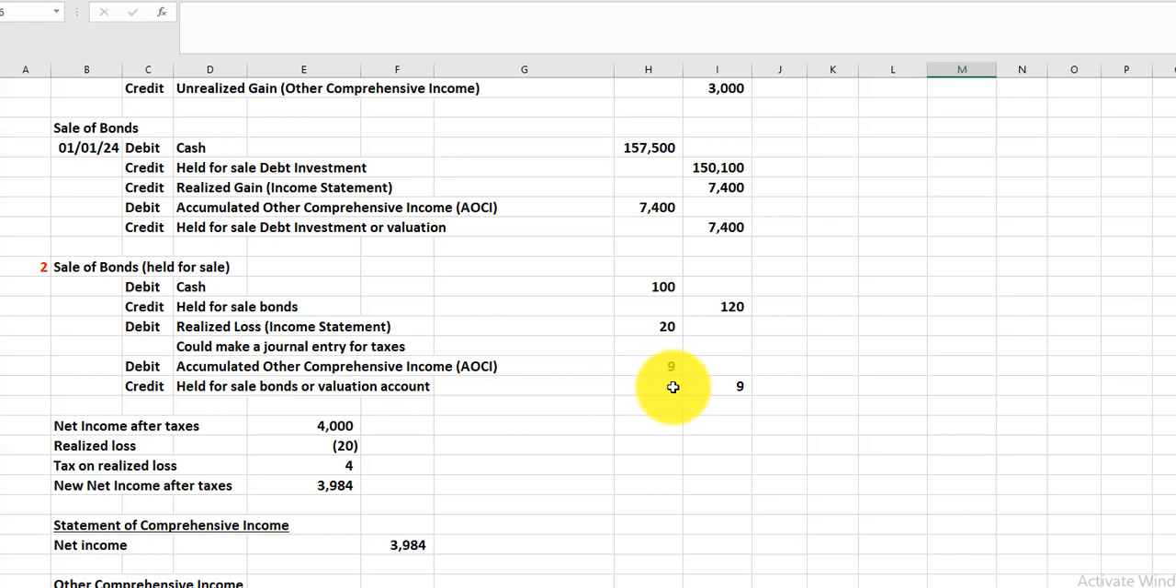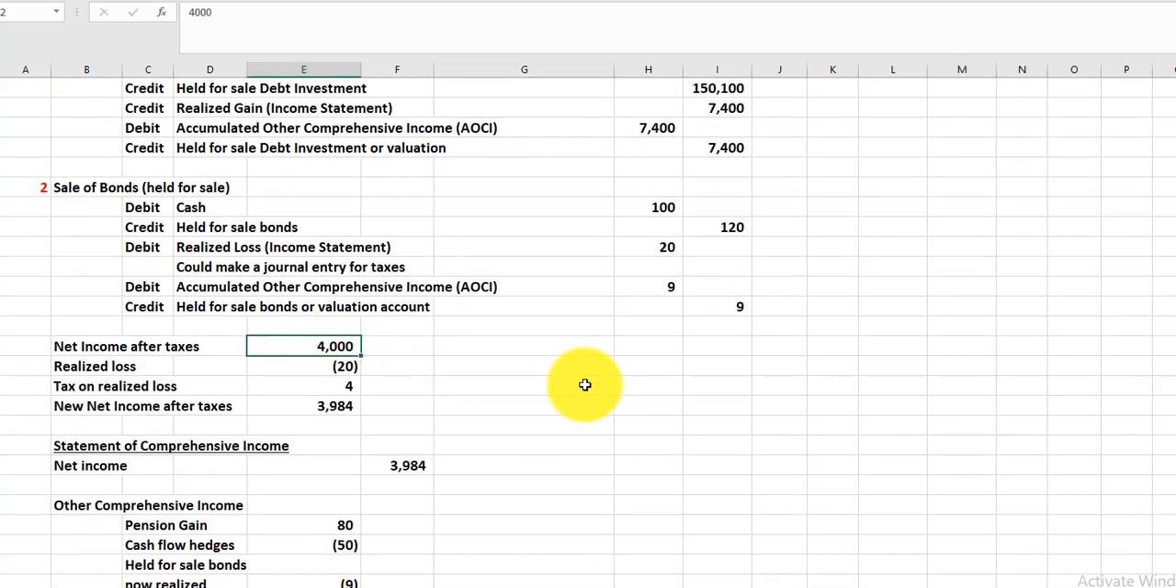Then we have to get, just like we did before, when we had to get rid of the 7,400 because that has to do with an investment we had already sold. We have to get rid of the accumulated other comprehensive income from past years having to do with this bond that we're now sold. So we're going to debit, because there was a credit there already of 9. We're going to debit 9, and we're going to credit to the held for sale bonds or the valuation account, whichever way we're choosing to use it.